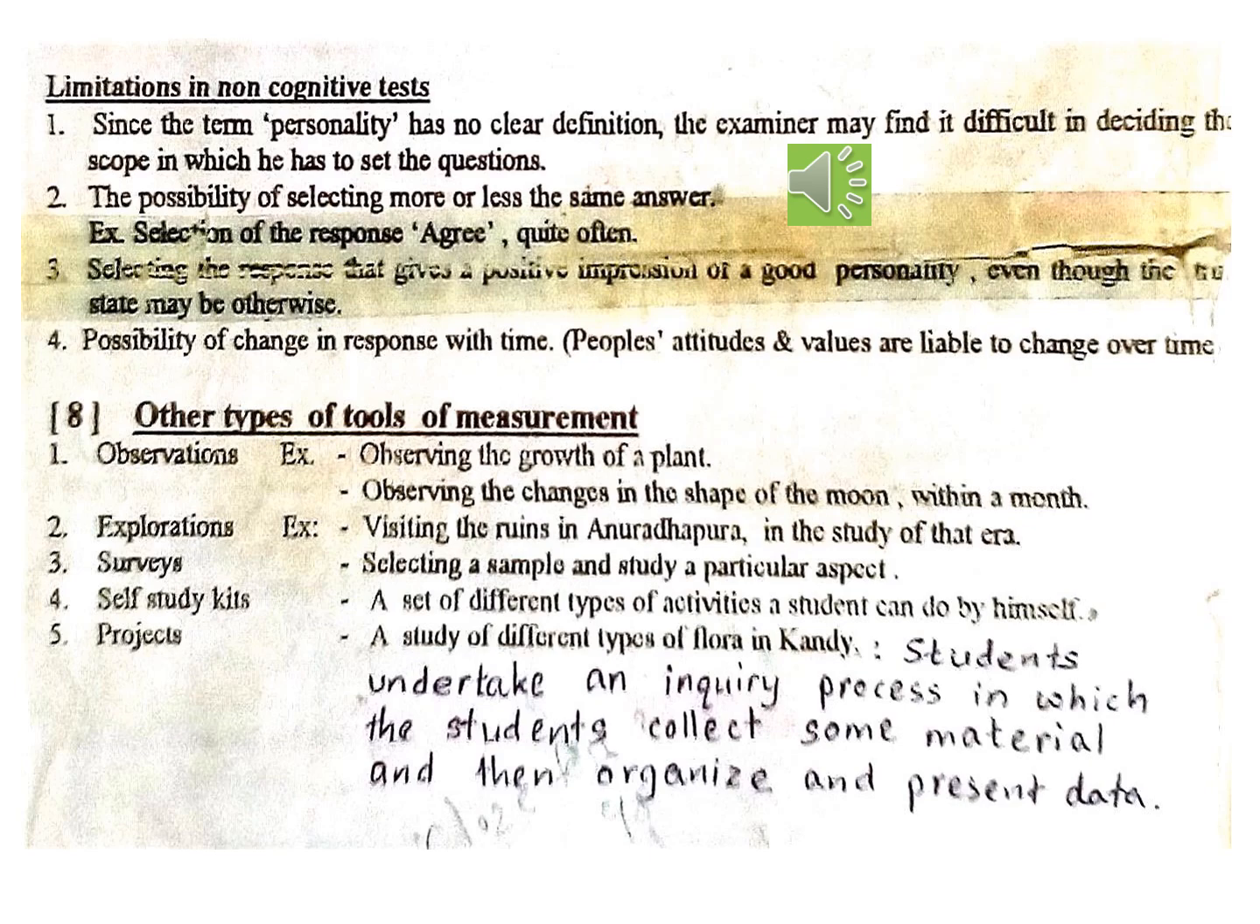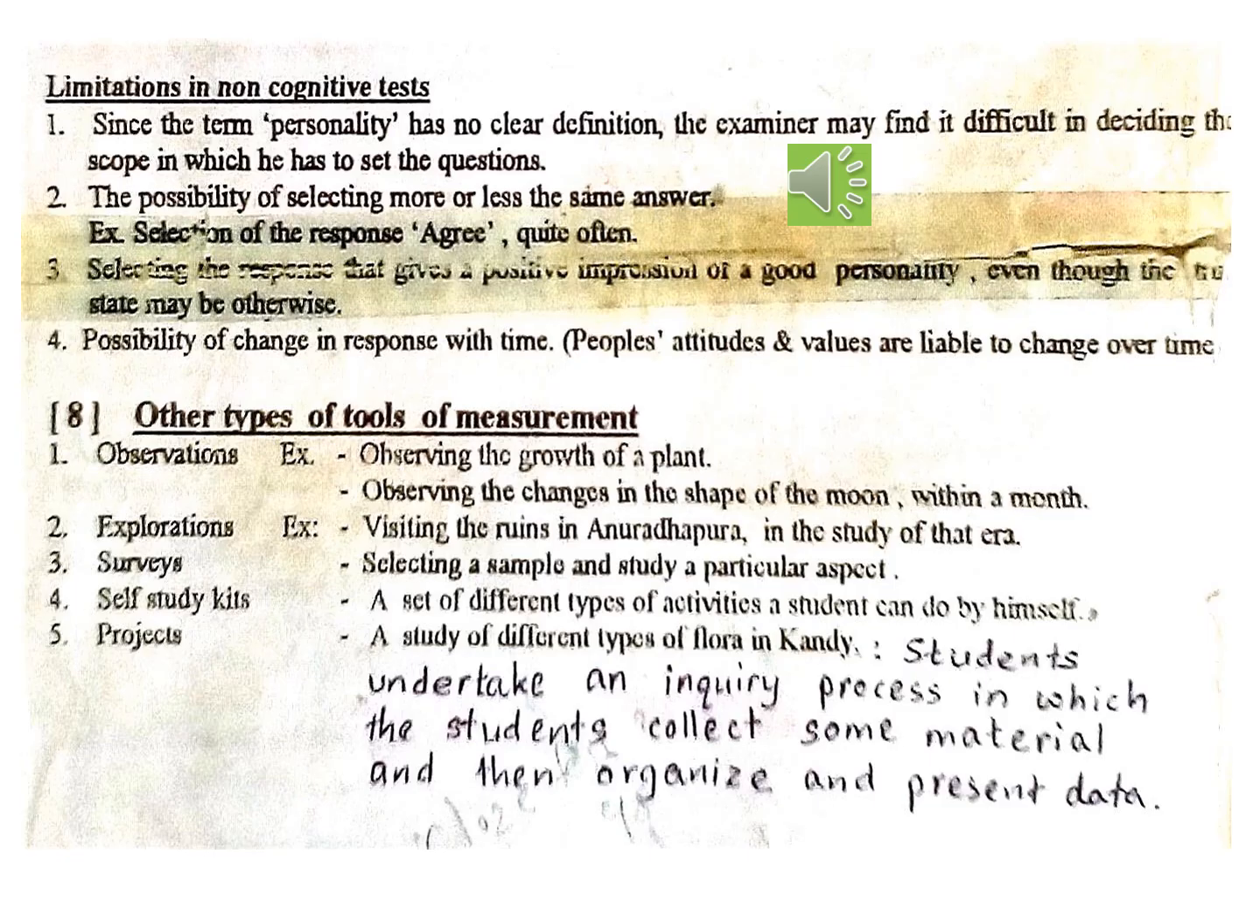Now number 8, other types of tools of measurement. Observations are there, like observing the growth of a plant day by day, you record. Observing the changes in the shape of the moon within a month, 24 days. Then explorations, that's also a tool of measurement. Not only written test, oral test, exploration.